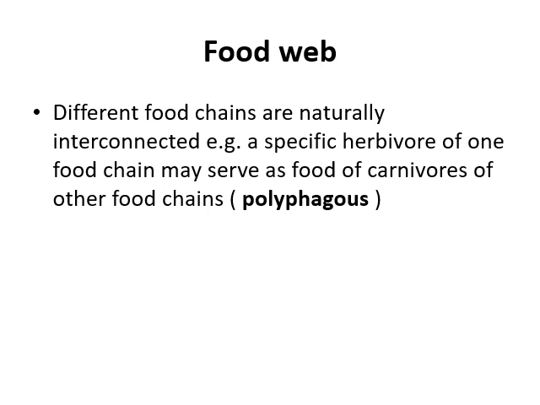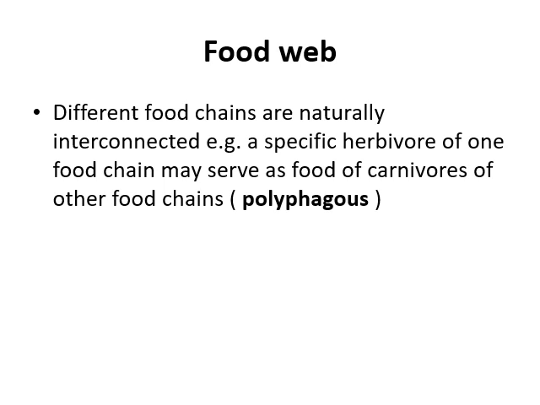And then food web. In the previous slide we observed the interconnection of food chains. Here we can also see that this interconnection of different food chains is responsible for the formation of a food web. So what do we observe? When different food chains are naturally interconnected, then a food web is formed. A specific herbivore of one food chain may serve as food for carnivores of other chains, like one small insect that can be eaten by a frog, which can be eaten by a bird also.